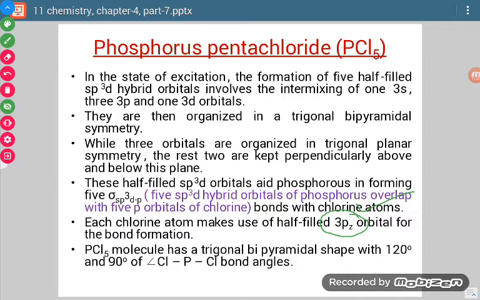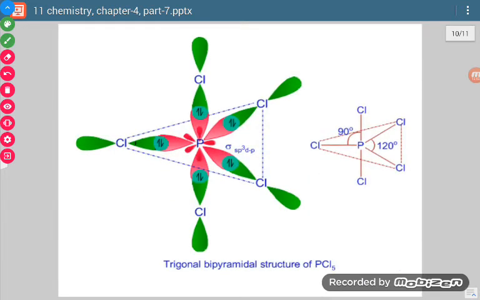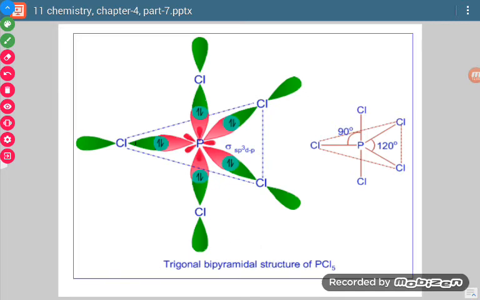Total number of bonds formed will be 5. 3 will be of 120 degree and 2 will be of 90 degree. Those 3 angles which are on the same plane will be of 120 degree, and one above the plane and one below the plane will be forming 90 degree angle. So this geometry will be termed as trigonal bipyramidal geometry. Now let us see how it appears. This is the geometry. This way it appears. This is trigonal bipyramidal geometry.